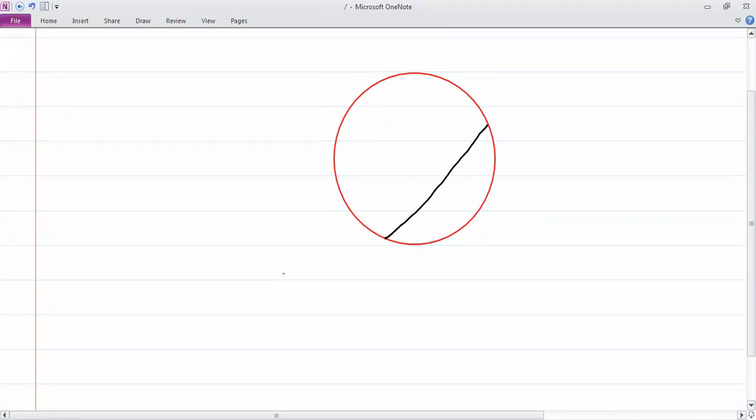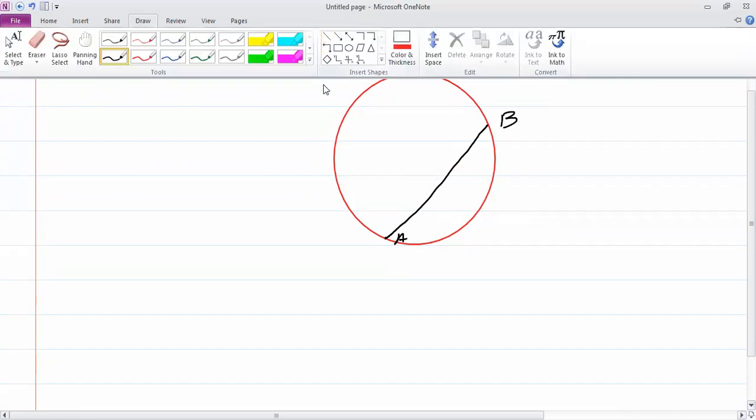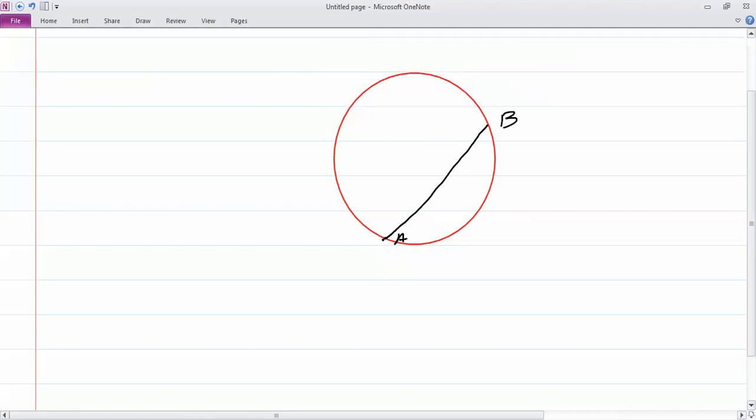Let's say there is a chord AB, and we take a tangent also. Let's say I draw a tangent in such a way that it touches one of the points of the chord. Now, let's say this angle is A, the angle between the chord and the tangent. This chord, remember, is not a diameter. This A is the angle between chord and tangent.